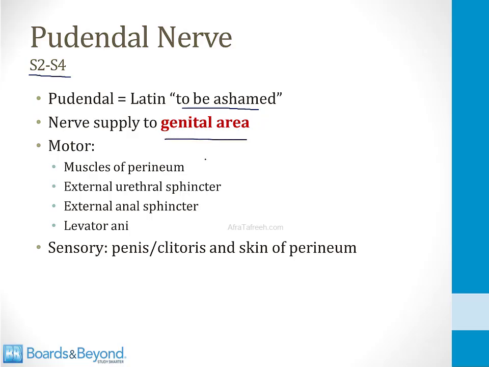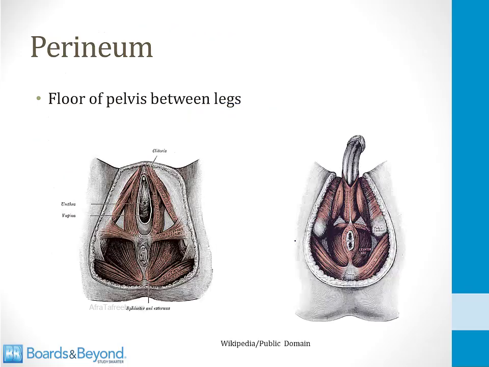In terms of motor innervation, it supplies the muscles of the perineum, the external urethral sphincter, and the external anal sphincter, as well as the levator ani. In terms of sensory innervation, it's sensory to the penis and clitoris and the skin of the perineum. The perineum is the floor of the pelvis between the legs, and shown in this drawing are a number of the muscles that are found in the perineum.